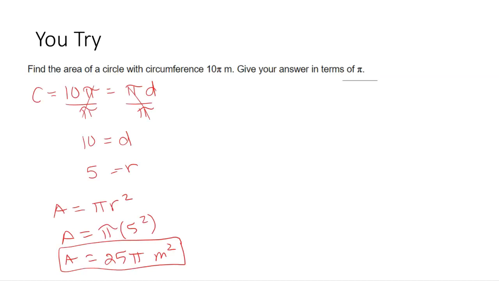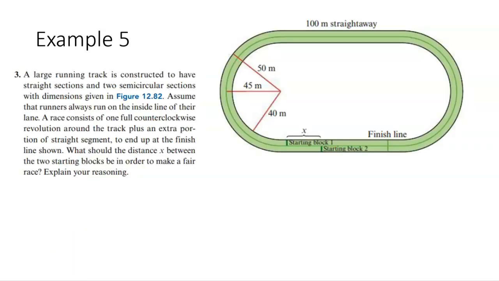There we go. Example 5, we're going to apply. So a large running track is constructed to have straight sections and then 2 semicircular sections. So these sections here are semicircles. And then this section here, these are the straight sections here, okay? Assume that the runners always run on the inside line of their lane, and a race consists of 1 full counterclockwise revolution around the track plus an extra portion of straight segment to end up at the finish line shown.